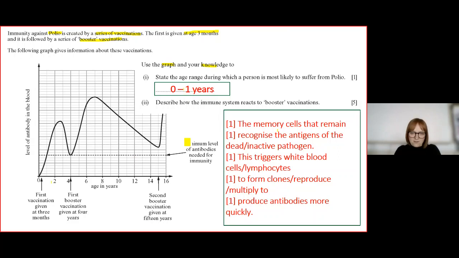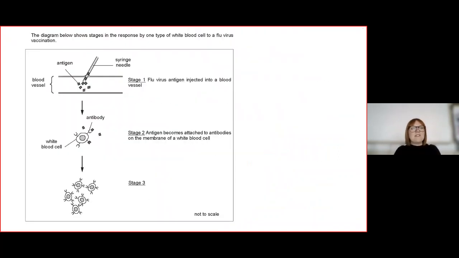Okay, here we go. Another question then. The diagram below shows stages of the response by one type of white blood cell to a flu virus vaccination. So we've got 3 stages. We can see the flu virus being injected. Stage 1, flu virus antigen is injected into the blood vessel. Stage 2, the antigen becomes attached to antibodies on the membrane of the white blood cell. And stage 3 had no information.